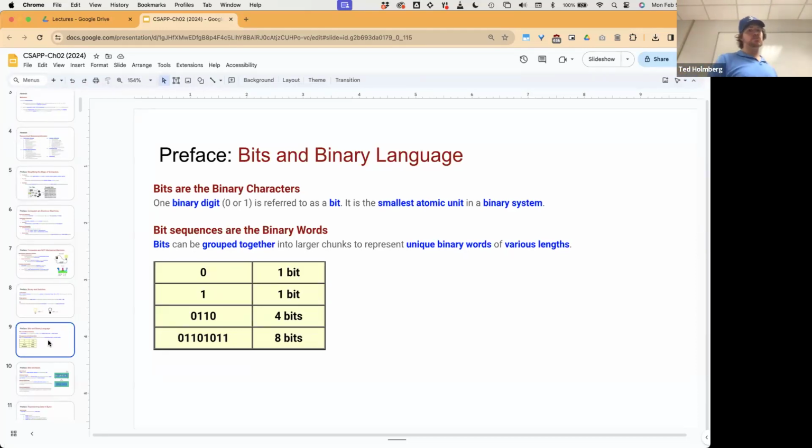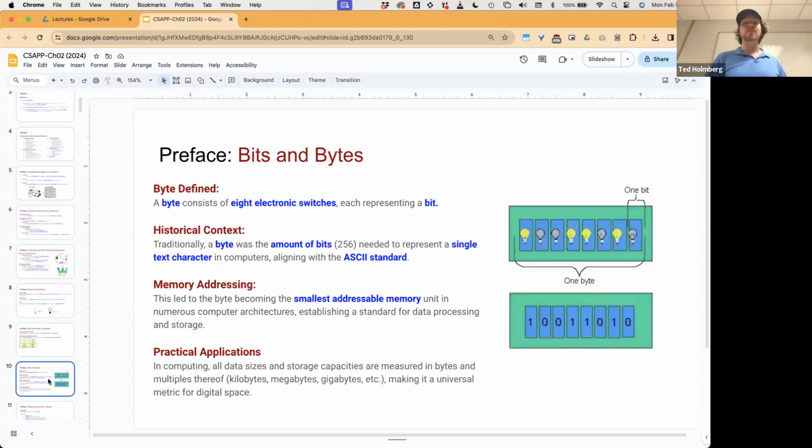So in this instance, we're just showing what size binary words we can form. The 0 and 1 are both 1-bit words. You can only map 2 different meanings to a single bit. We have a 4-bit word. And then finally, we have an 8-bit word. The 8-bit word is kind of special because bytes themselves are going to be the smallest addressable memory unit. Let's explain why that might be the case.